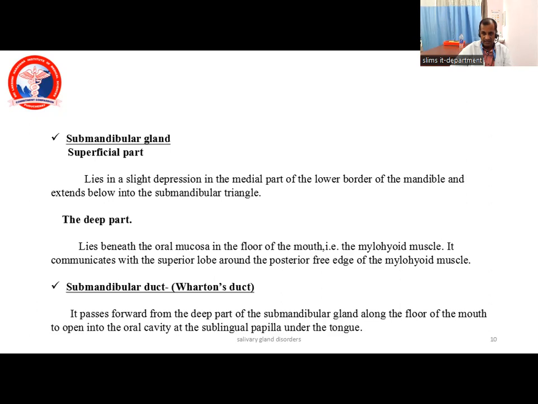The duct is the Stenson's duct. The submandibular duct is Wharton's duct. It passes forward from the deep part of your submandibular gland along the floor of the mouth to open into the oral cavity at the sublingual papilla under the tongue. It opens up beneath the tongue, at the sublingual papilla. Here is where the submandibular duct, Wharton's duct, opens.